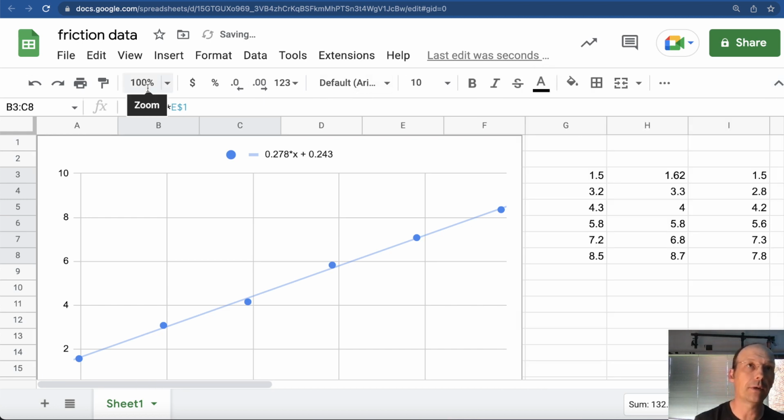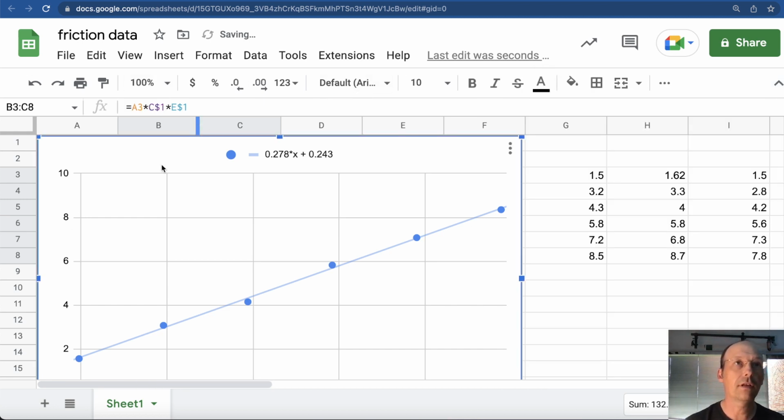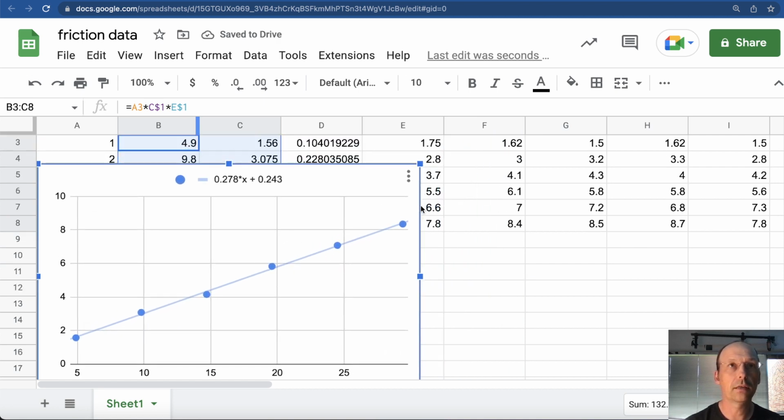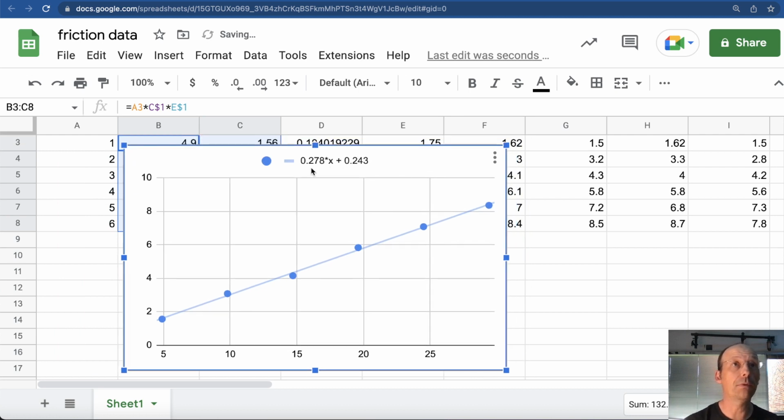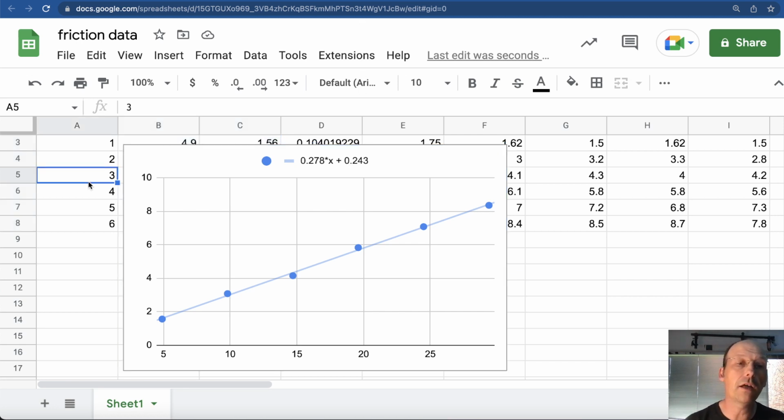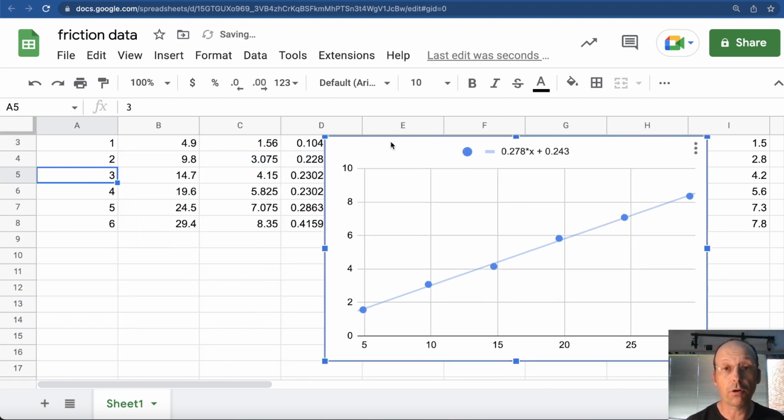I'm not done really because you need to add these labels and stuff like that. And for some reason it looks super big. But there you go. And you'll notice that the slope of this is 0.278, and I had 0.286. So that's close. That's pretty close. I'm pretty happy. Okay, let's go and do the other program that I like to use that I think is really good, which is Logger Pro.